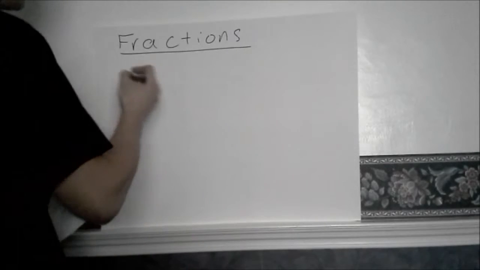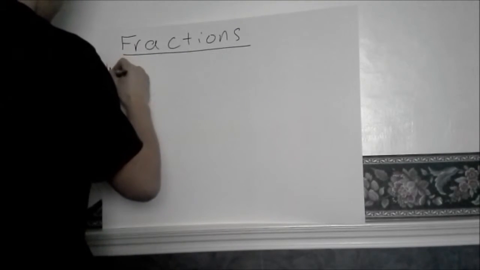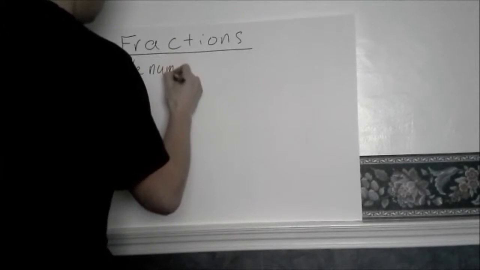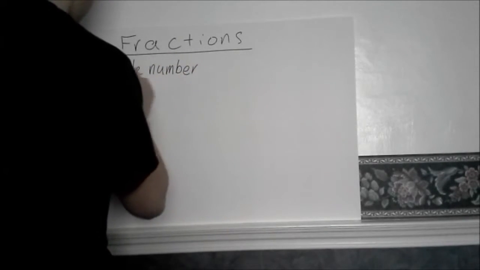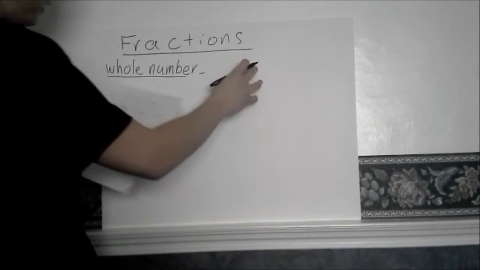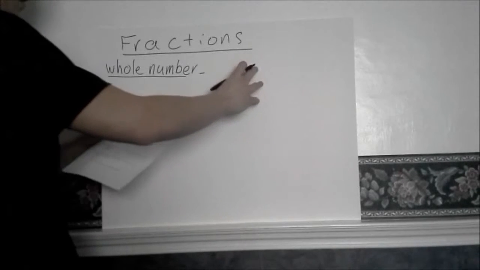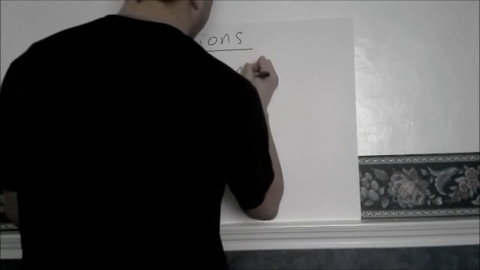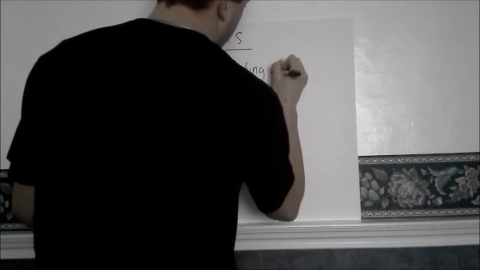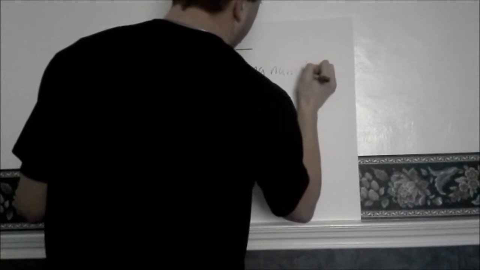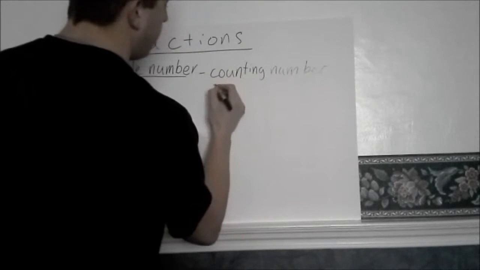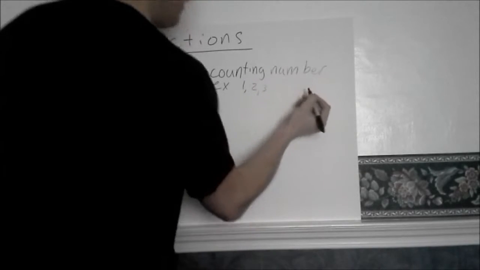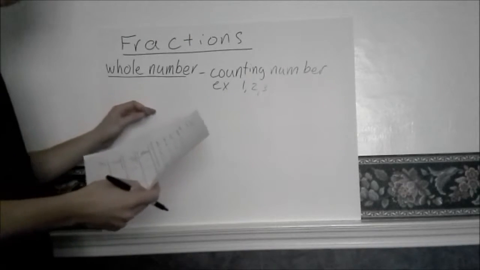First one we're going to go over is whole number. Now, whole numbers are numbers that you're probably used to, so anything that you would consider a counting number. An example of this would be like 1, 2, 3, and so on. So, those are the ones that you guys are used to.